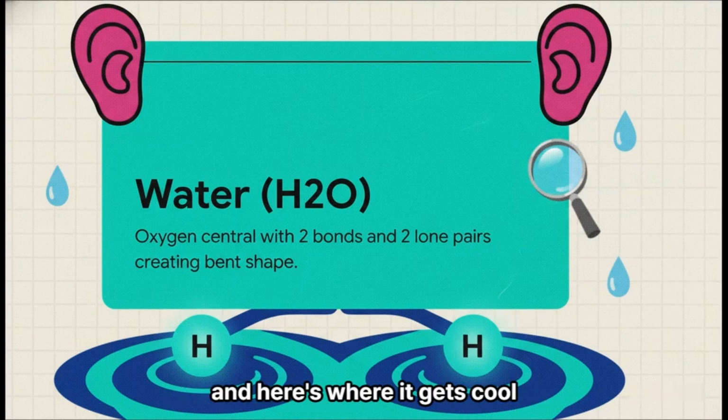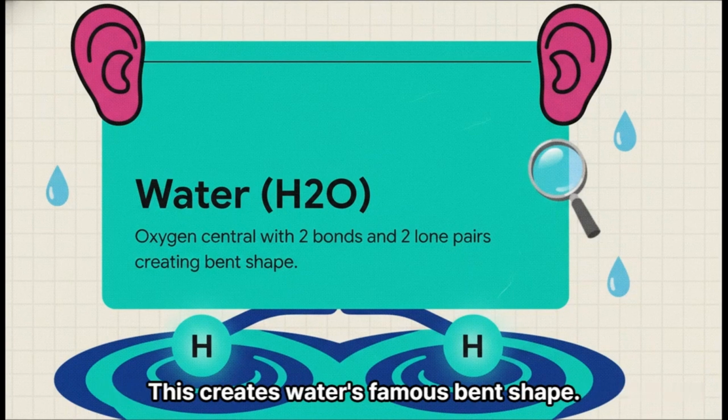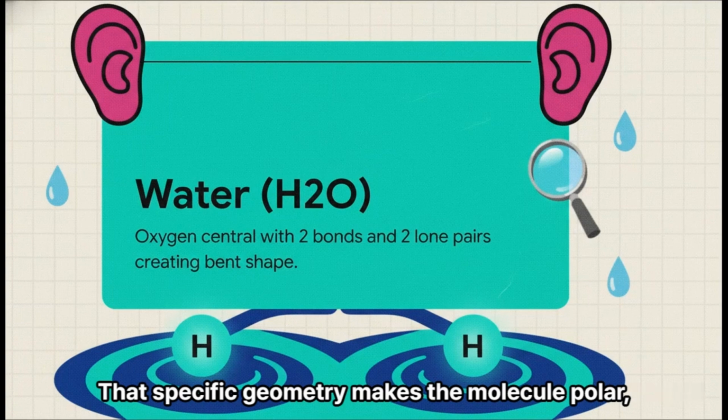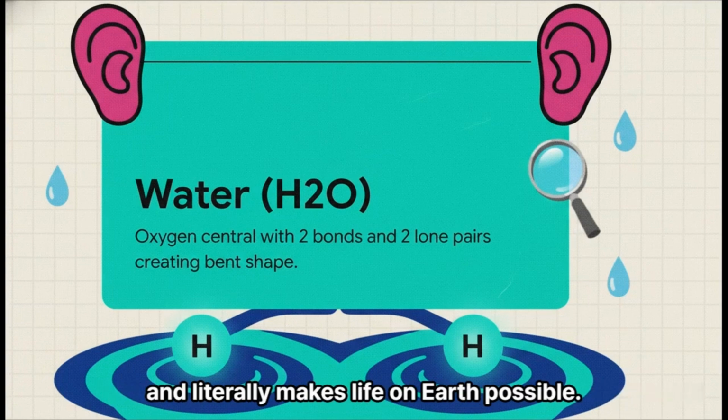And here's where it gets cool. Those lone pairs sit on top like invisible ears and actively push the hydrogen bonds downward. This creates water's famous bent shape. That specific geometry makes the molecule polar, gives it a crazy high boiling point, and literally makes life on Earth possible.